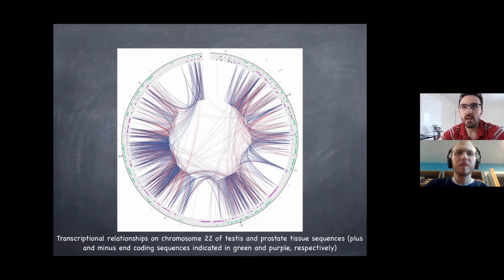Not only that, but the colors are denoting plus and minus strand locations. So DNA is a double helix. It has two sides, right? And what this pattern indicates is that you can read it in one direction, or you can read it in the other direction. So that's something that's pretty interesting. It's not a static code.